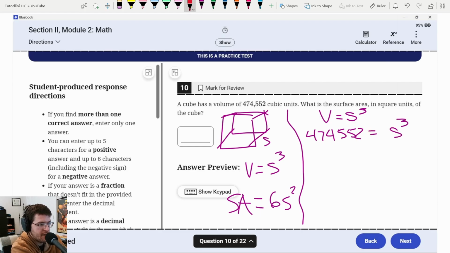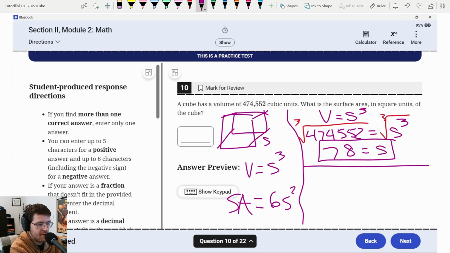And I'm going to figure out what S is, so I will take the cube root of both sides. And let's see, what's the cube root of 474,552? That is 78, so 78 is equal to S. And now they want us to find the surface area.